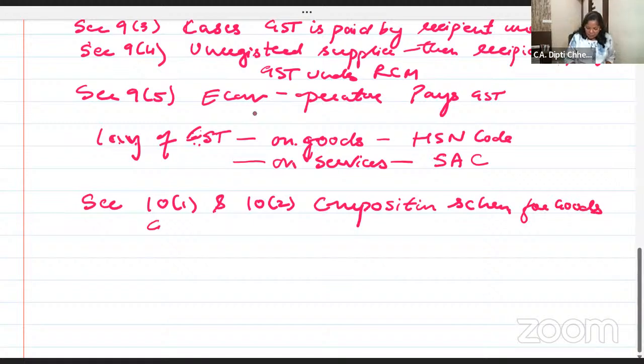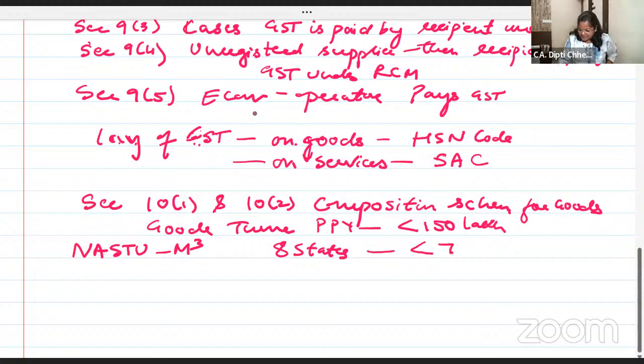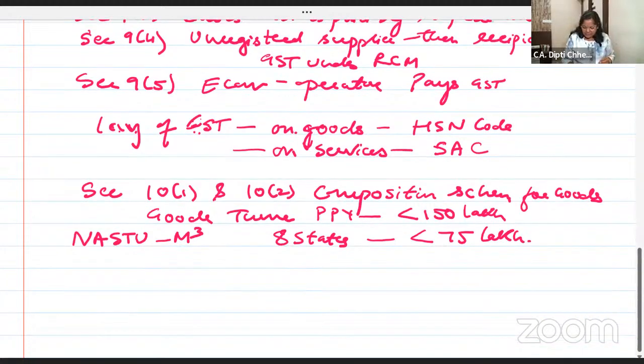But in that very important is your goods turnover of the preceding PY, preceding year, should be less than 150 lakhs, 1.5 crores. And if it is those specified 8 states, NAS2 we had written, you remember NAS2, Nagaland and Arunachal Pradesh, Sikkim, Tripura, Uttarakhand, and M3. M3 is Manipur, Meghalaya and Mizoram. So for these 8 states, the limit is how much? See, if you learn like this, super duper, you will score in your MCQs also.